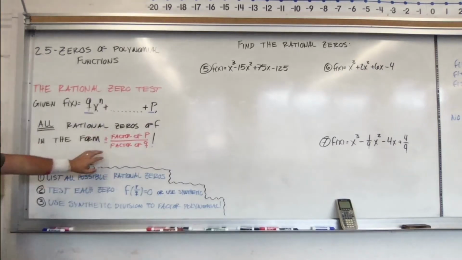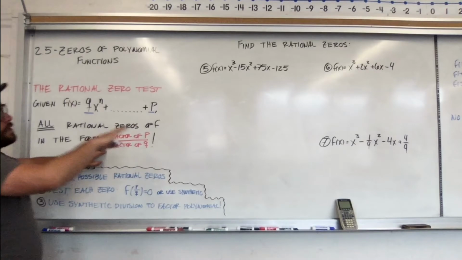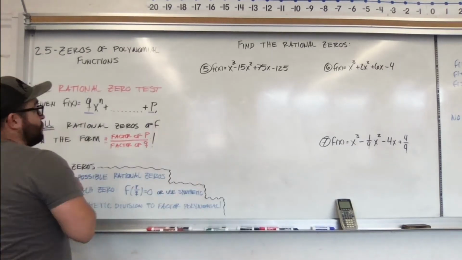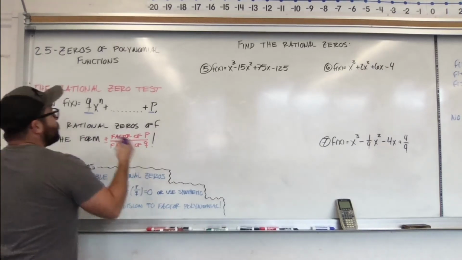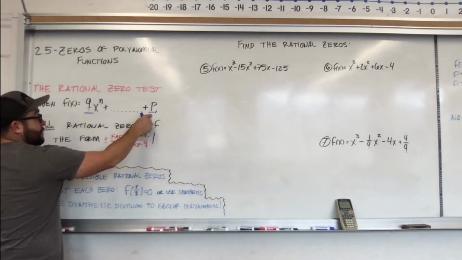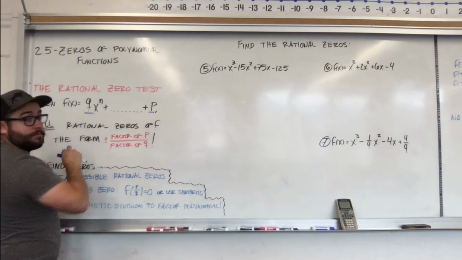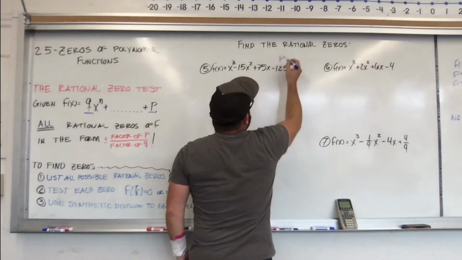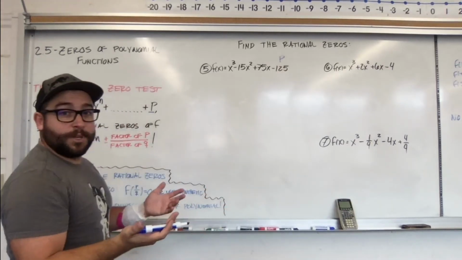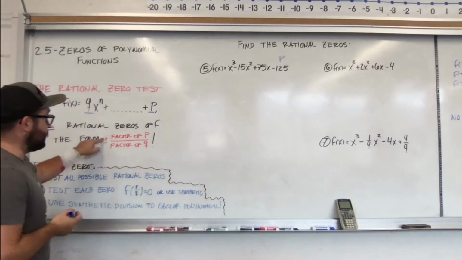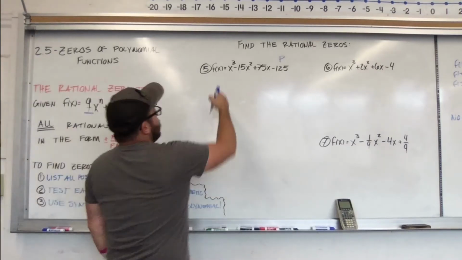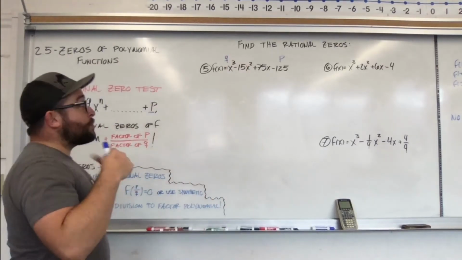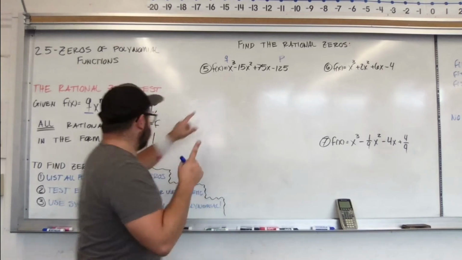So to kind of see what this list looks like, if you move on to that second page, got the top few problems. We'll start with number 5. So the big thing to identify first is what is p, the constant term, and what is q, the leading coefficient. Well, for us, p is -125. We could almost just say 125 because we got to look at the positives and the negatives. And q for us is right here. It's just a 1.